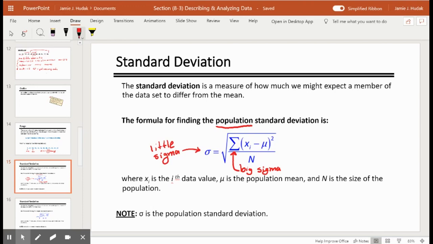So here our formula is sigma is equal to the sum of the x sub i, the data value, minus the population mean in parentheses squared, and the sum means we have to do this for all data values.